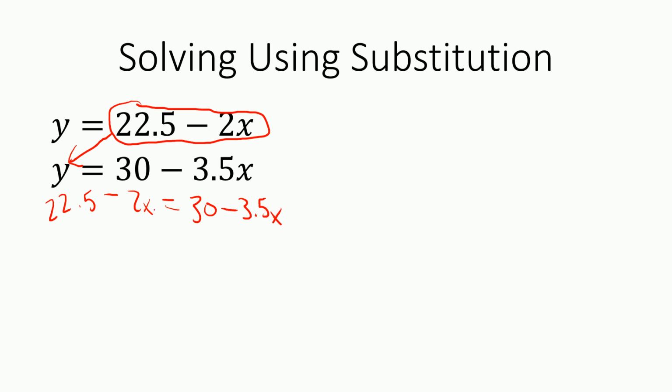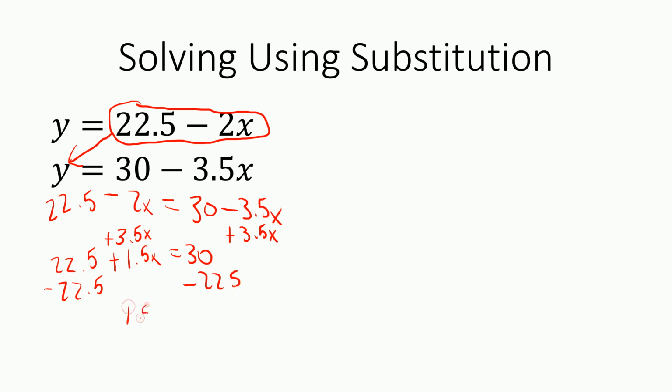Now I have one equation in one variable, like I did in Unit 2. Now I'm going to solve. In this case, I'm going to add 3.5x to both sides because I think that will keep me positive with the coefficient of x. 22.5 plus 1.5x equals 30. Then I'm going to do my two-step equation solving, so subtract 22.5 from both sides. 1.5x equals 7.5. Then I divide by 1.5 to get x all by itself. And the value I have for x is 5.